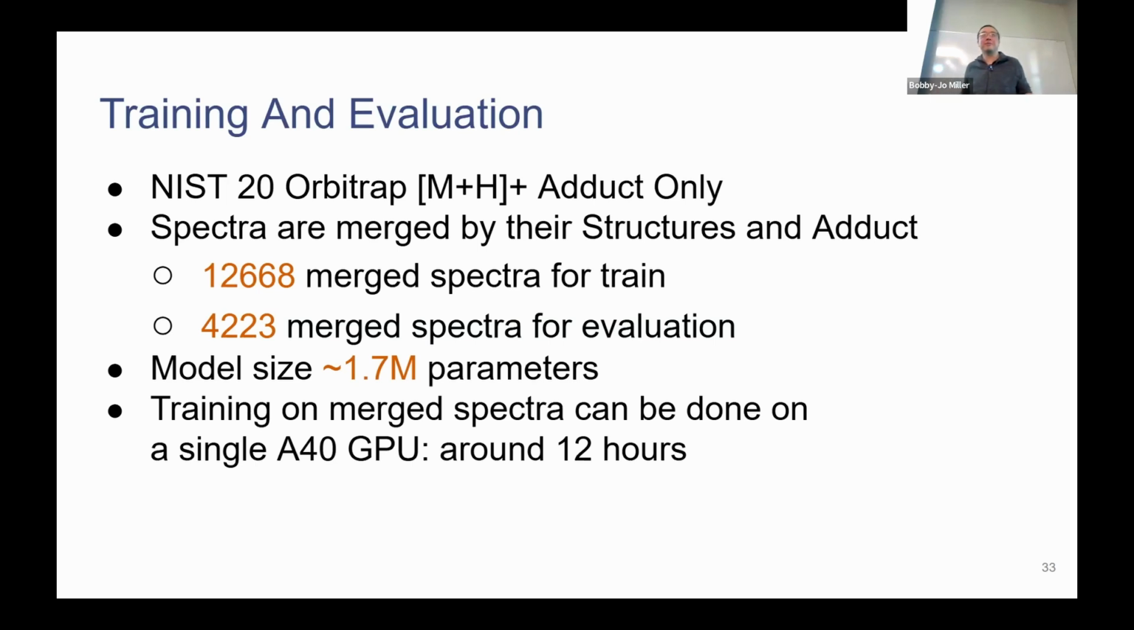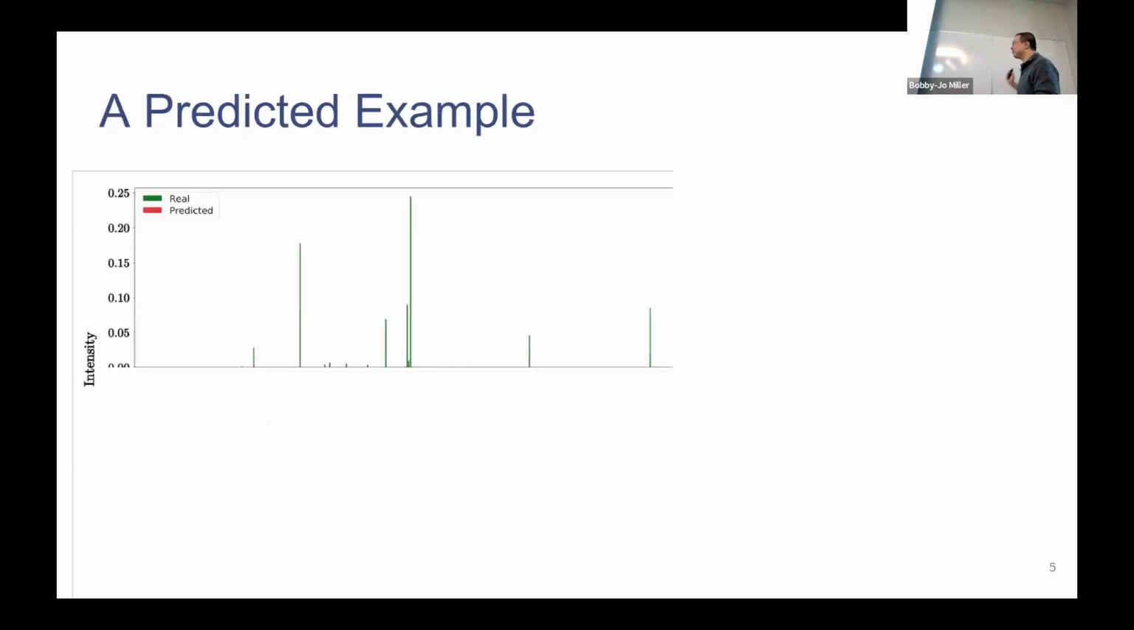The model size is surprisingly small by today's standard. It's only 1.7 million parameters. Those days, if you wanted to do anything big, it had to be a B, right? The training can be done on a single 840 GPU in around 12 hours. The very interesting fact is that the limitation is not actually how many parameters we have. It's that we generate way too many spectra in the substructures, so we cannot fit everything into GPU memory efficiently.